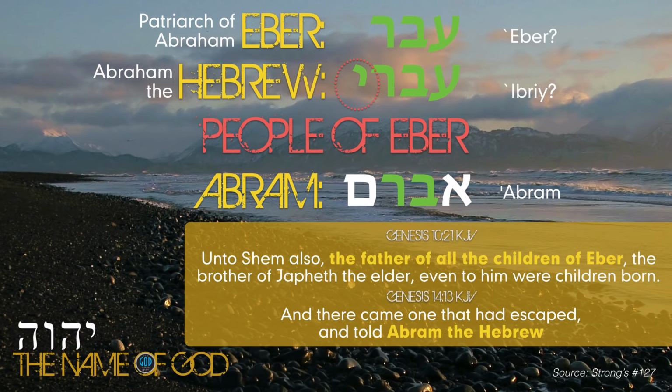It's actually very simple. The patriarch of Abraham, Isaac, and Jacob, according to the source, Genesis 10, the Table of Nations, which actually begins the lineage of Shem this way: Unto Shem also, the father of all the children of Eber, the brother of Japheth the elder, even to him were children born. What a way to start Shem's lineage, with Eber, all the children of Eber. Eber wasn't even Shem's son. He was his great-grandson or great-great-grandson or something like that down the line.